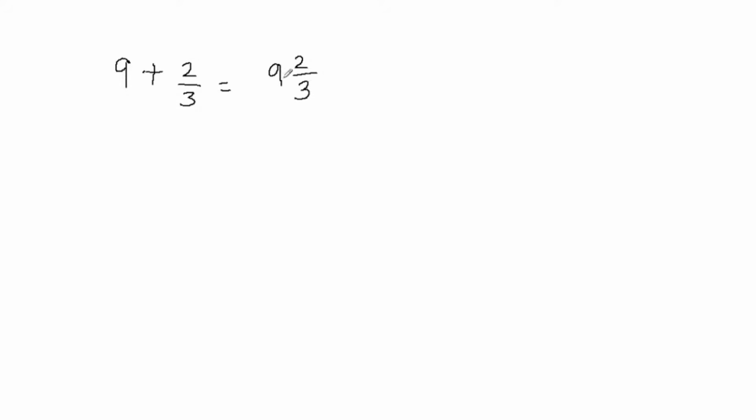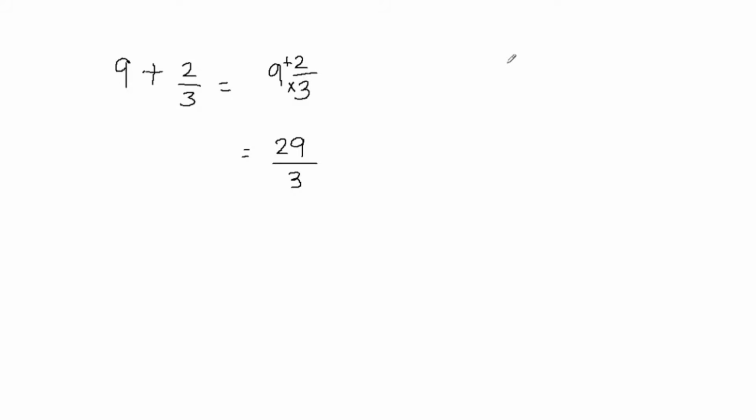Now, if you want to convert this into a fraction, you can multiply the whole number with the fraction's denominator. So 9 times 3 gives you 27. And then whatever you get, you add that to the numerator. So 27 plus 2 gives you 29. So we're going to put 29 in the numerator, and then we don't change the denominator. We're going to leave it as 3. So this is going to be 29/3, if you need to write this in the form of a fraction. But if you want to leave it in the form of a mixed fraction, you can just write this as 9 and 2/3.